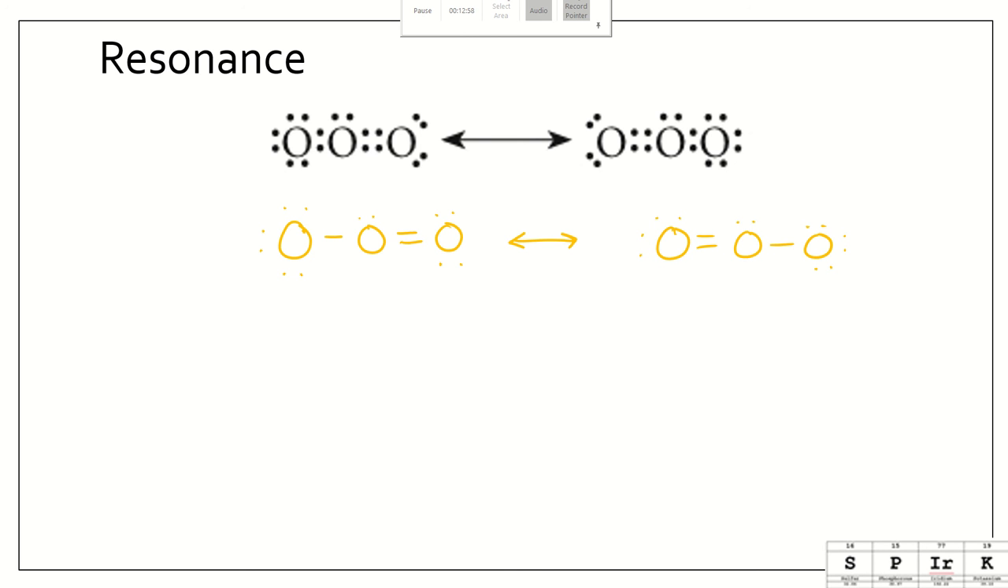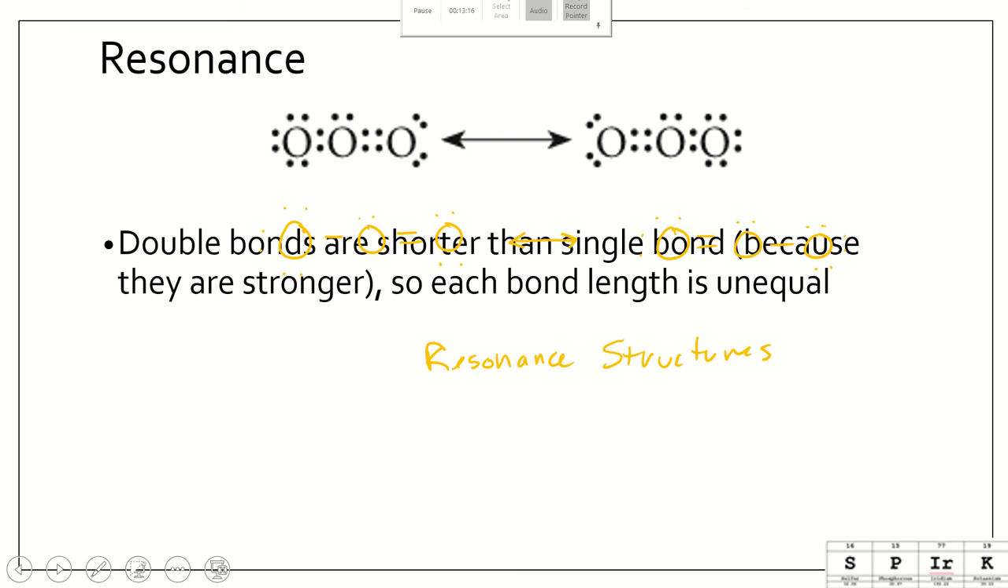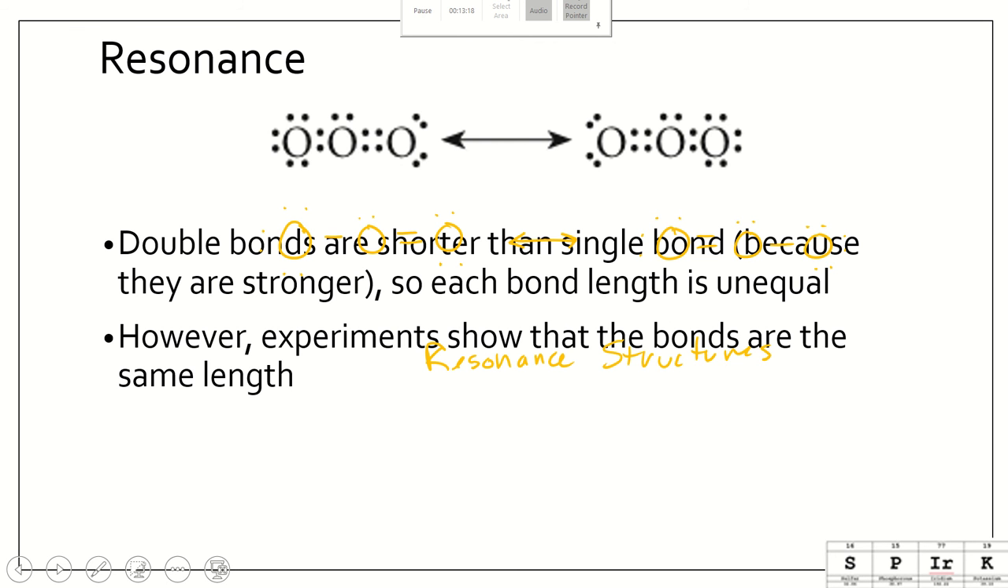They are both correct. Since they are both correct, we call those resonance structures, because those electrons are moving back and forth. Both of these exist in equal proportions. One of them is not more correct than the other. And that's all I have for you guys as our review for Lewis diagrams and resonance structures.